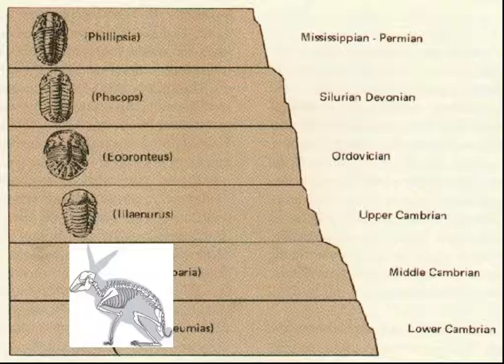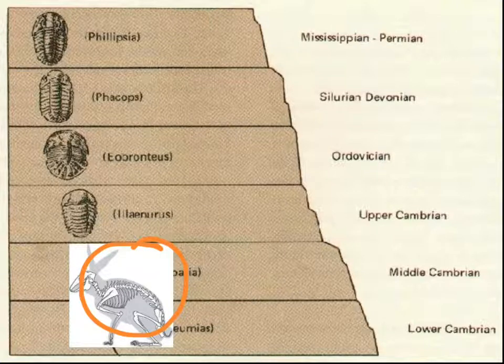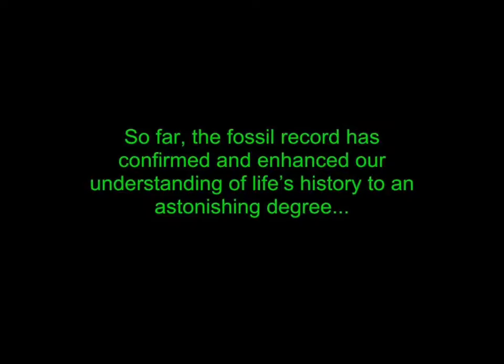For example, what if a scientist found rabbit fossils in Cambrian rock? This would be a serious problem for the theory of evolution because it would contradict our understanding of the events in the history of life. So far, the fossil record has confirmed and enhanced our understanding of life's history to an astonishing degree.